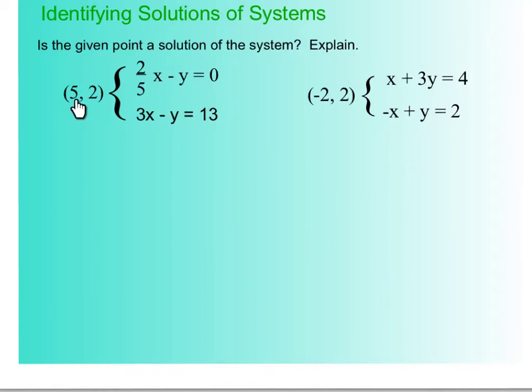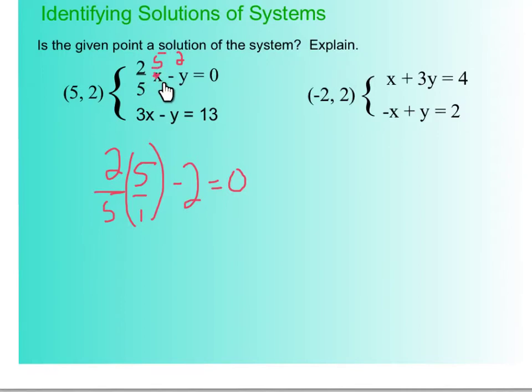So let's take the 5 and put it where the x is and put the 2 where the y is. So if I plug this in, I have 2/5 multiplied to 5 minus 2 equals 0. So I set it up like this. These two 5s will cancel. And I have 2 minus 2. Is 2 minus 2 0? Yes, it is. But I'm not done.